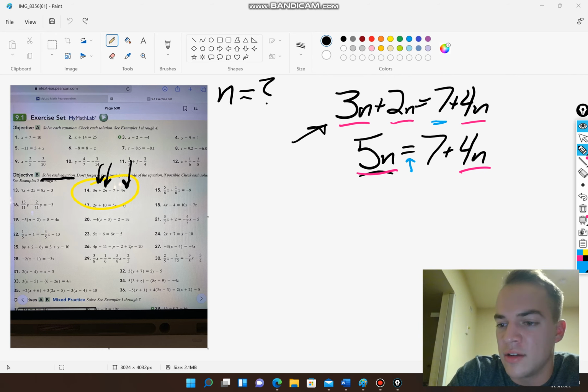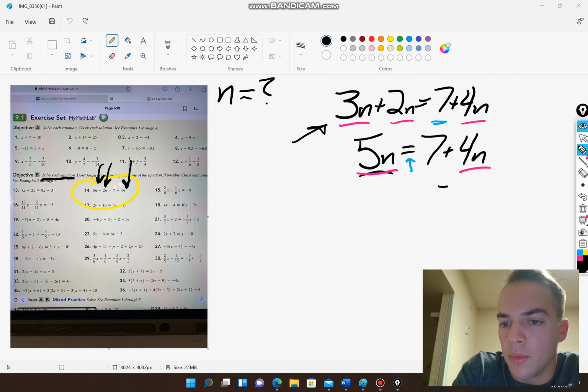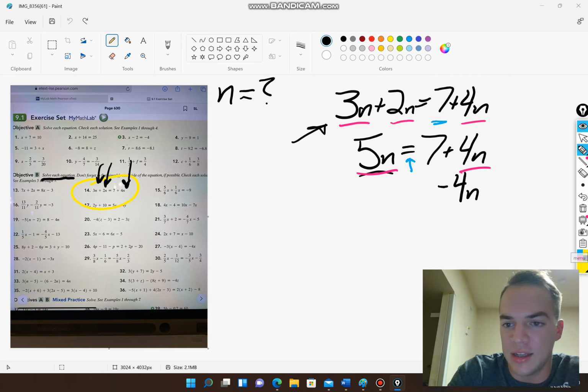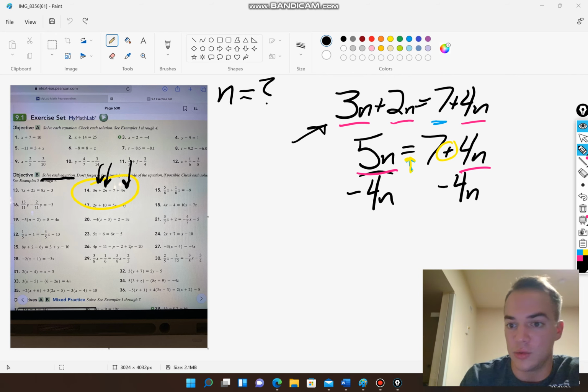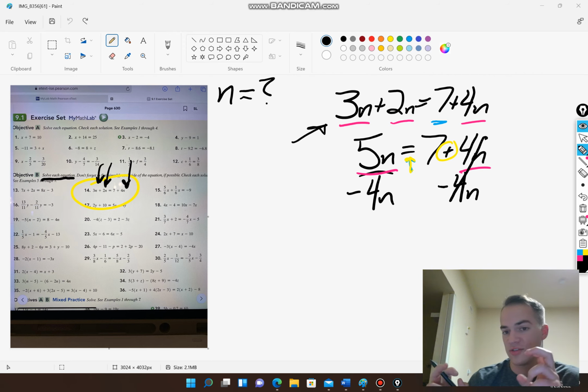So how I do that is by using the opposite operation. I want to move this 4n, but for me to get rid of it, I need to subtract it because it is currently being added. So I have to do the opposite. But because this is an equation, there's this equal sign, I need to do the same thing to the other side to make it equal. Well, 4 minus 4 is 0, and that cancels them out.